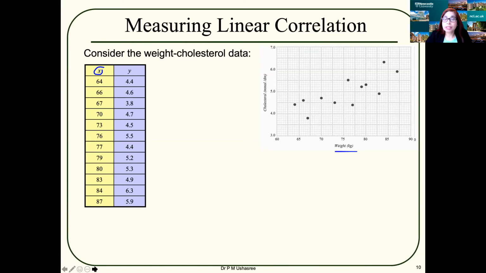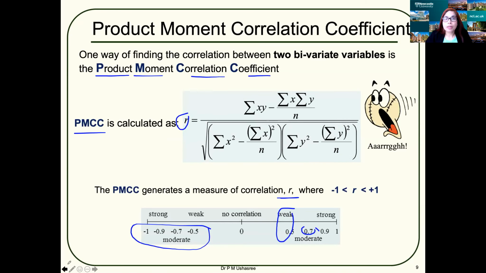Now to calculate the correlation coefficient, I need to calculate xy and then find the total of xy. Then I need to calculate sigma x, sigma y, and n is the total number of data pairs. And I have to find the x square, then sum it up. I have to find sigma x whole square, that is x whole square, and then sum it up. Similarly for the variable y. That's what I'm going to show you here.